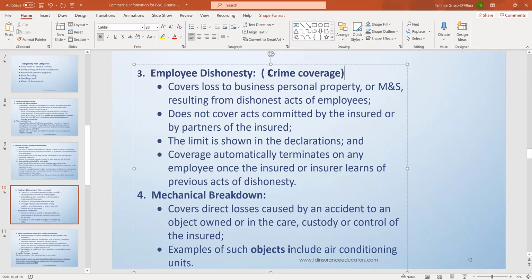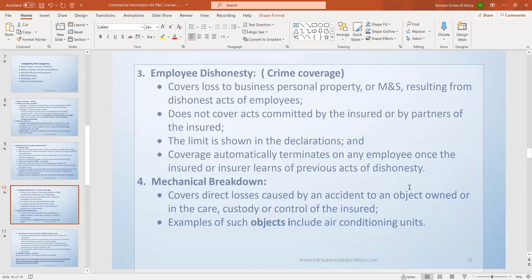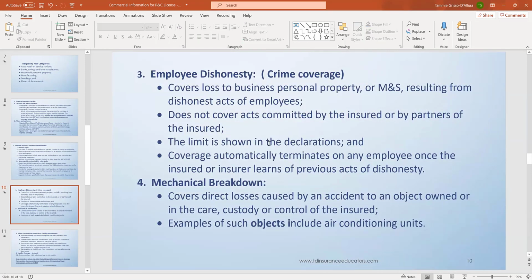So again, even if you have money and securities, it's still not good enough because money and securities does not provide coverage for your employees. So this is for all of your business personal property, money and securities resulting from dishonest acts of employees. Of course, it doesn't cover dishonest acts by the insured or partners. You can't insure yourself to steal. There is a limit that's shown in the deck, and it automatically terminates on any employee once the insured or insurer learned of previous acts of dishonesty.